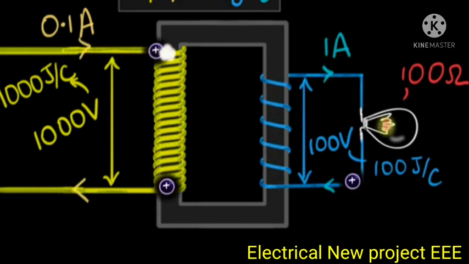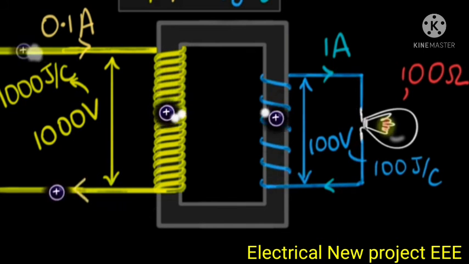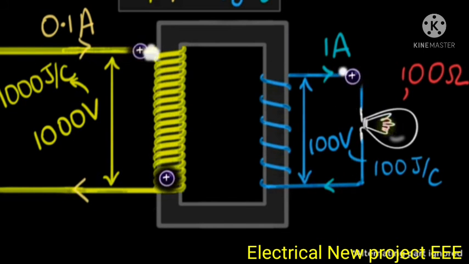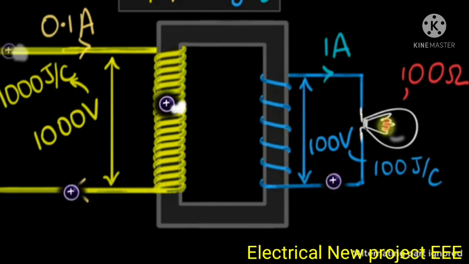Now, of course, the animation is not perfect. First of all, I'm not showing 10 rounds. I'm only showing 5 rounds. And the current is supposed to be alternating. I'm not showing any of that just to keep things simple. But you get the idea, right?